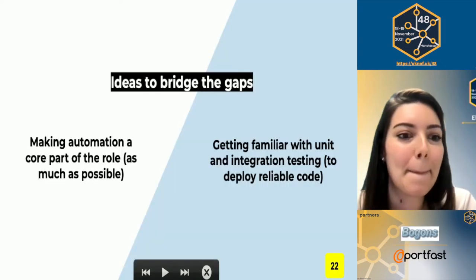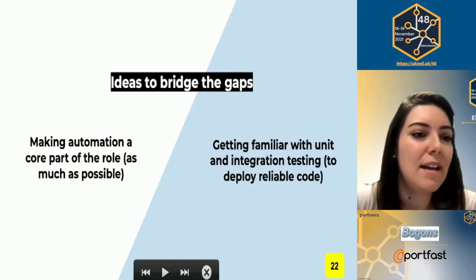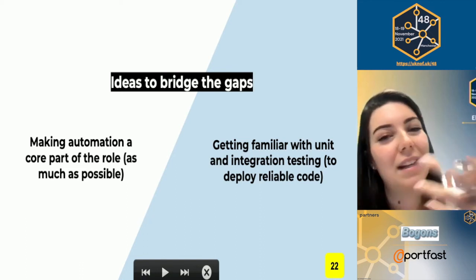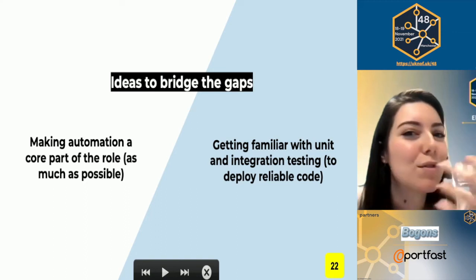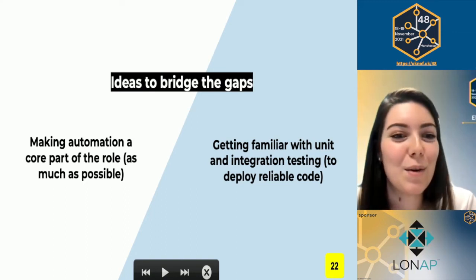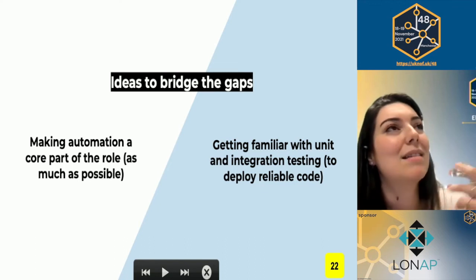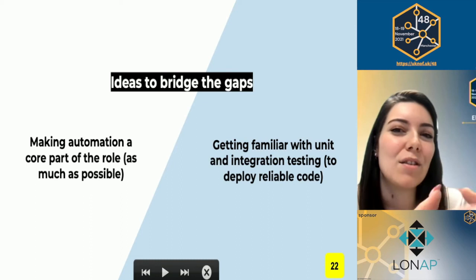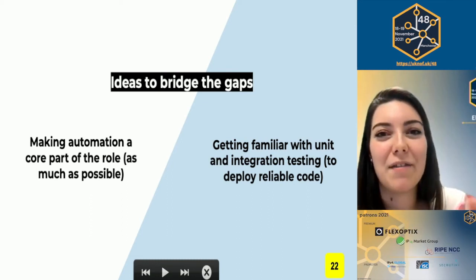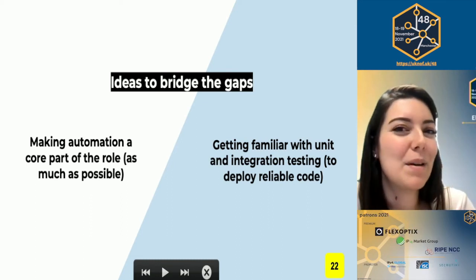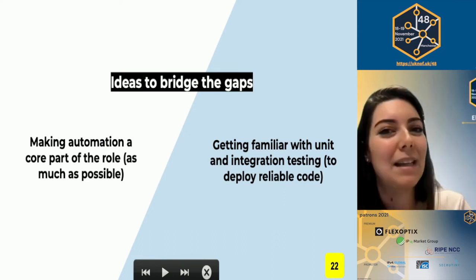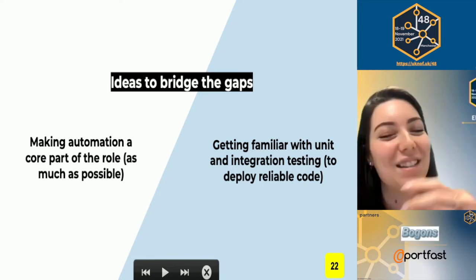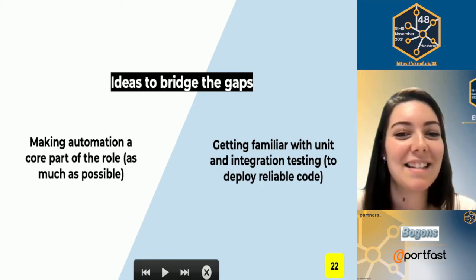So the first one is to try and make automation part of your day-to-day role in some way or form. Get familiar with unit testing and integration testing. Maybe when the scale is not that big, you are okay fixing things on your own and manually. But when you have to deploy code reliably across a huge fleet, having some tests is very, very important.